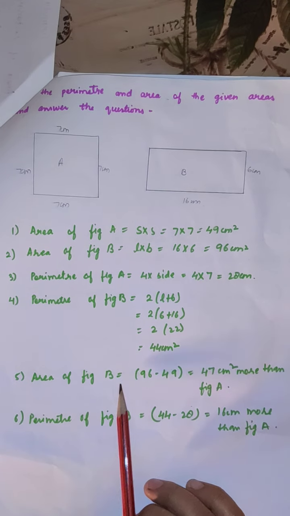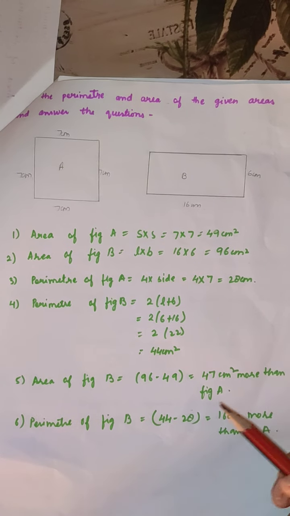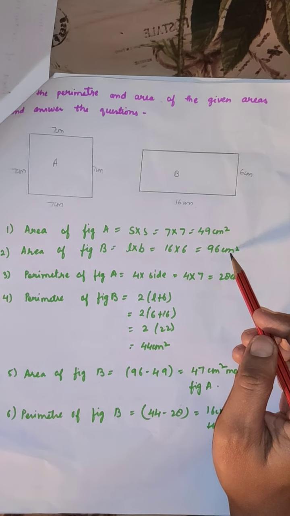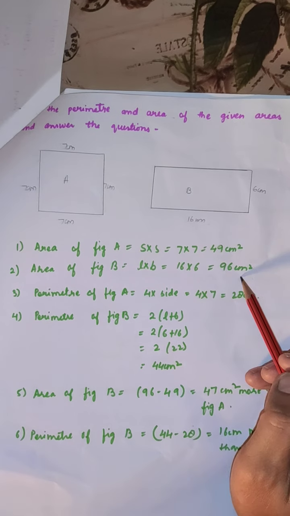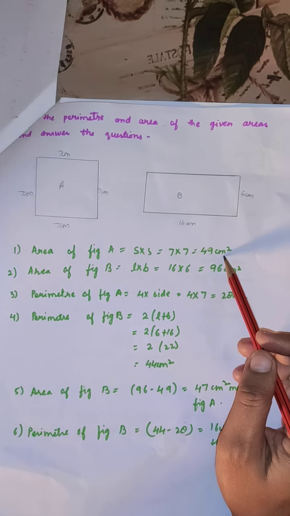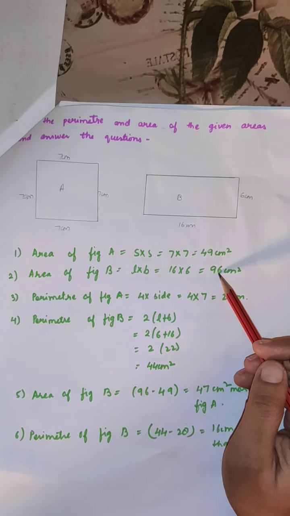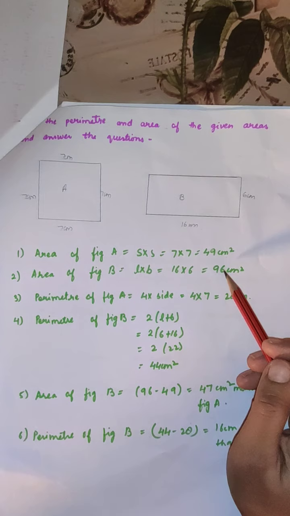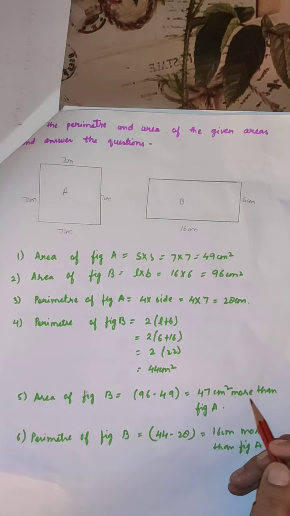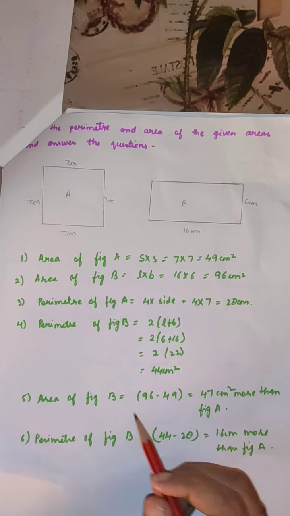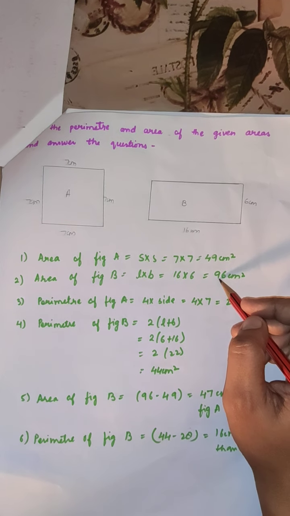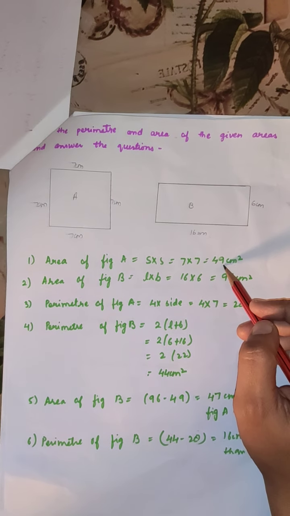Now area of figure B is 96 centimeter square and figure A is 49 centimeter square. Which has the more area, B or A? Whose area is greater? So we have to subtract. We will find that B is 47 centimeter square more than figure A. Area of figure B is more than the area of figure A.